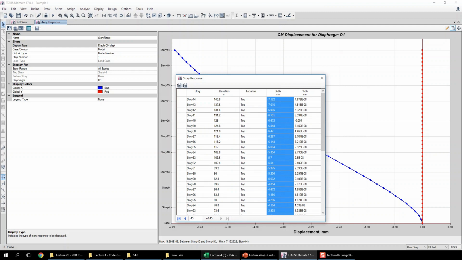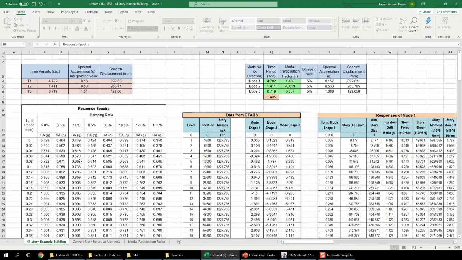So here I will introduce this Excel sheet. I will show you here. You can see here that I am performing the response spectrum analysis manually and calculating the global responses for each mode separately also, and then I will compare it with the ETABS result which I will get. So here I have first 3 modes time periods, and these are the same values. You can see I have extracted from ETABS 4.782, 1.411 and 0.719, and I have also picked the spectral acceleration values and spectral displacement values from the spectrum.